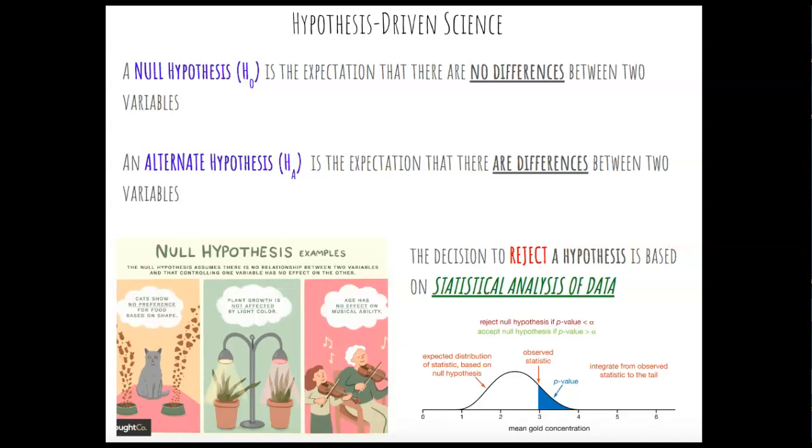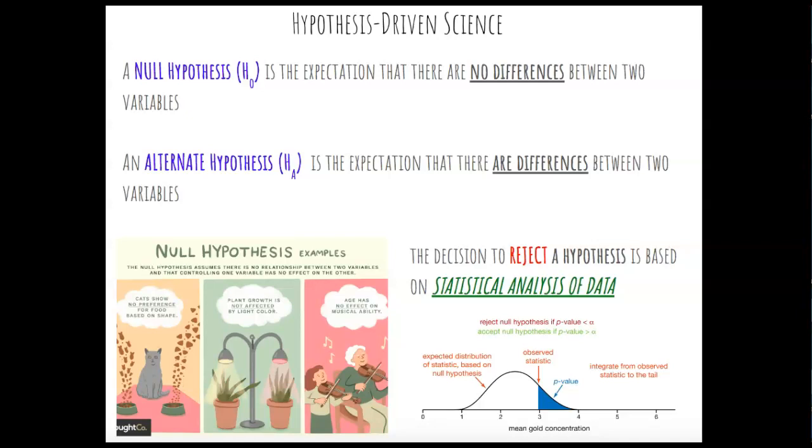So we have this example of cats, and we are wondering if cats show a preference for food based on shape. So the null hypothesis is that cats do not have a preference for food based on the shape of the food. The alternative hypothesis is that the cats do have a preference for a certain shape. For example, if a cat has been fed rectangle-shaped food its entire life, it will continue to prefer that when it's presented that option with another.